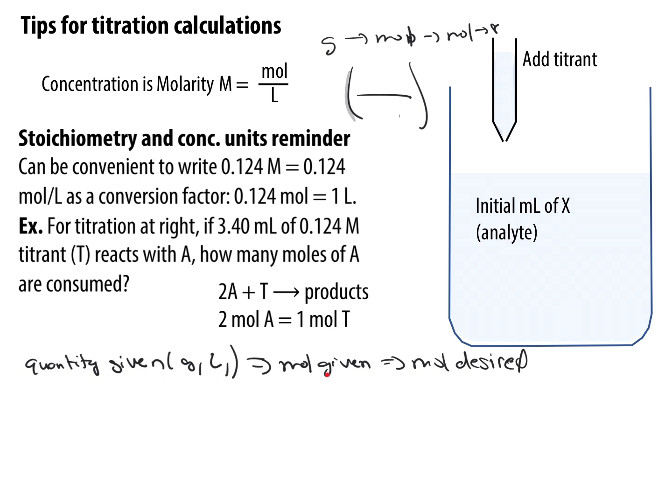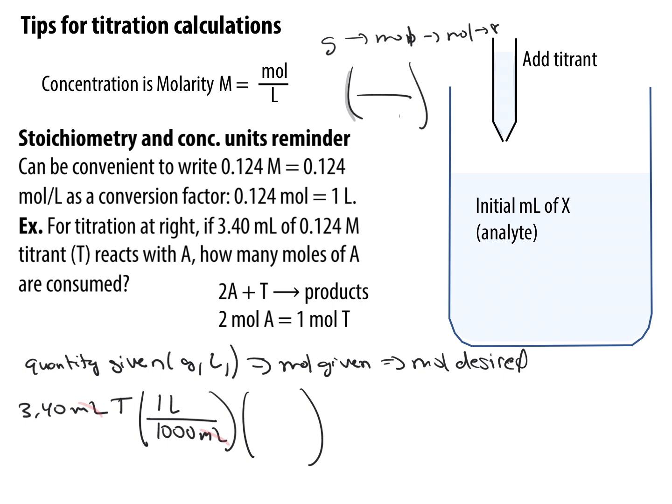Now, let's apply that here. So the quantity given to moles desired. 3.40 milliliters, that's our quantity, so we can start there. 3.40 milliliters, and our substance is T. Our conversion factor is going to be 0.124 molar, so 0.124 moles is equal to 1 liter. Because of that, we need to get from milliliters back to liters, and we can do that right in our conversion factor here. 1 liter is equal to 1,000 milliliters, so we can stack that conversion factor first. That will get me to liters of my titrant.